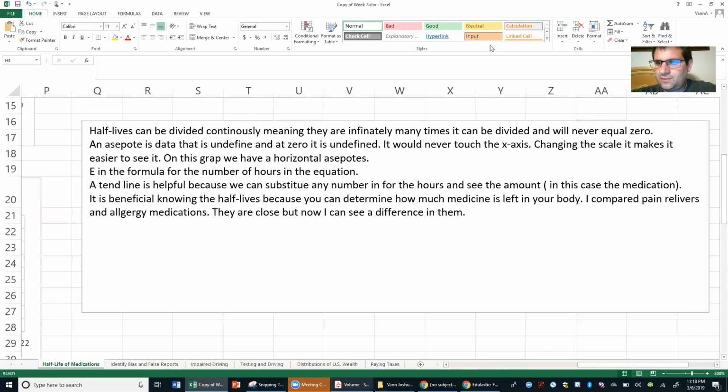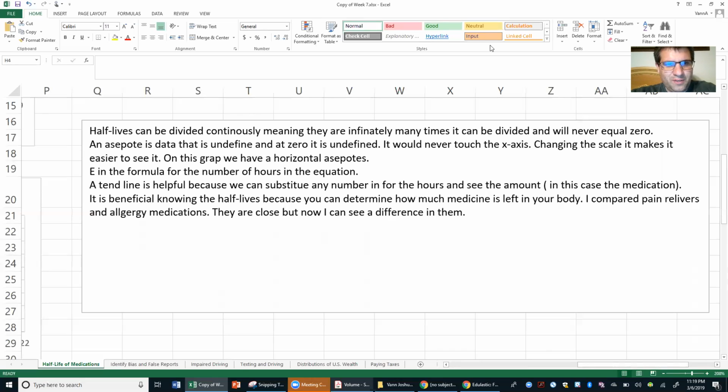Changing the scale makes it easier to see. On this graph, we have a horizontal asymptote. E is in the formula, and the variable is the number of hours in the equation. A trend line is helpful because we can substitute any number for our hours and see the amount, in this case of the medication.